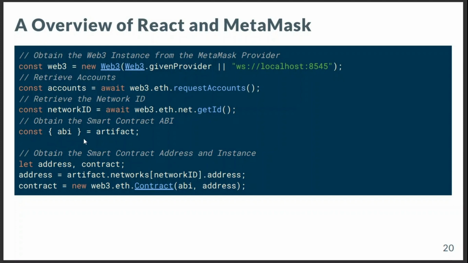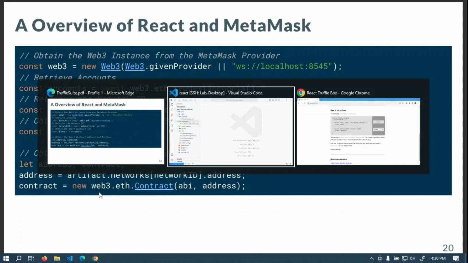And ABI, of course, the ABI would be destructured from this artifact object. So ABI is the application binary interface of the smart contract we're trying to connect with. And let address and contract. So we obtain the address from the network and we obtain the instance of the contract. And once we have obtained the instance of the contract, it is very similar to how we issued commands on the command line to interact with the contract.